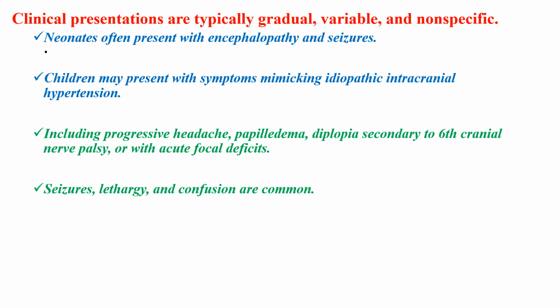Clinical presentations are typically gradual, variable, and non-specific compared to arterial ischemic stroke. Neonates often present with encephalopathy and seizure. Children may present with symptoms mimicking idiopathic intracranial hypertension, including progressive headache, papilledema, diplopia secondary to sixth cranial nerve palsy, or with acute focal deficits. Seizure, lethargy, and confusion are also common.